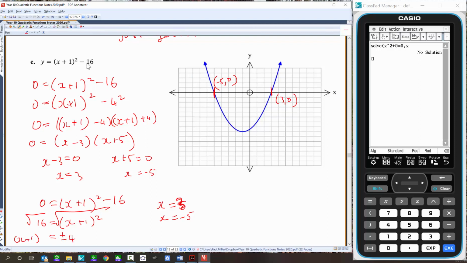All right, what's our y-intercept? So let's chuck in 0. 0 plus 1 is 1. 1 squared is 1. 1 take away 16 is negative 15. So when x is 0, y is negative 15. Once again, we're not going to worry about the axis of symmetry. So no axis of sym yet.